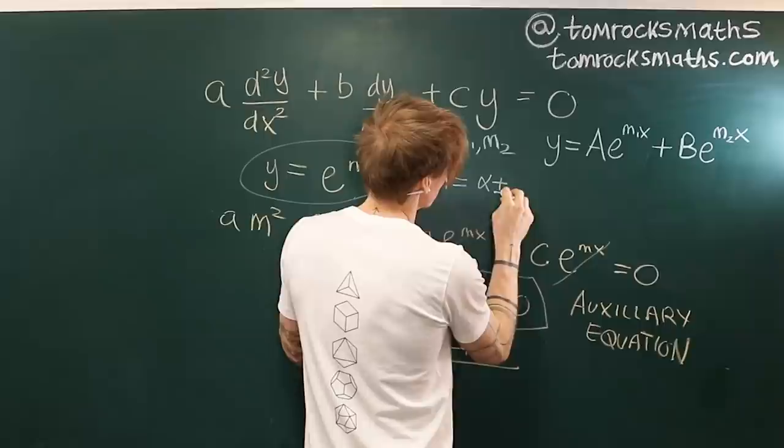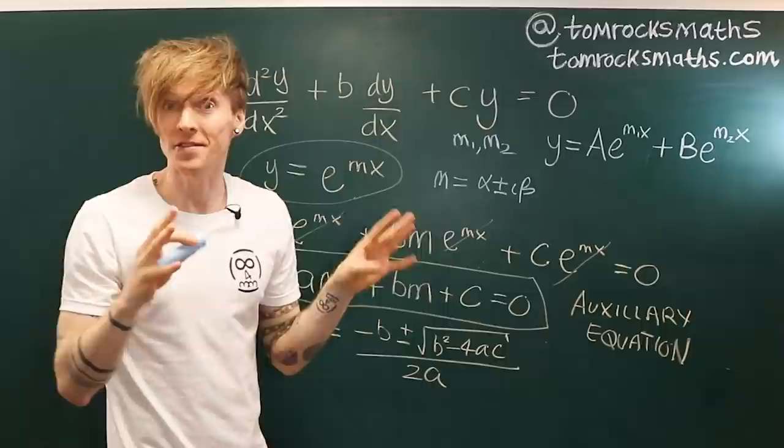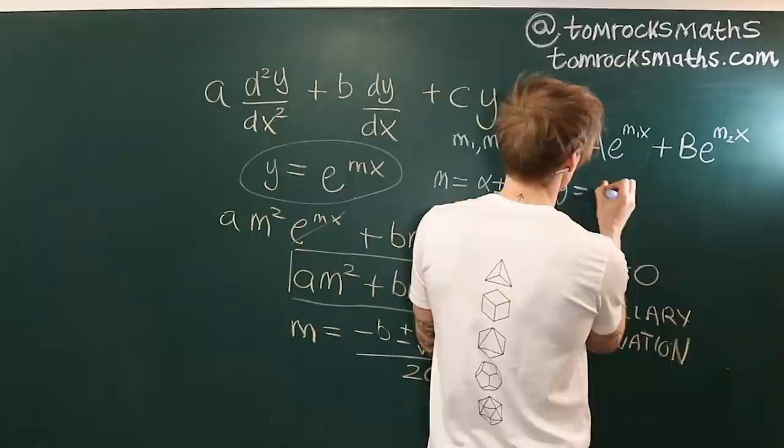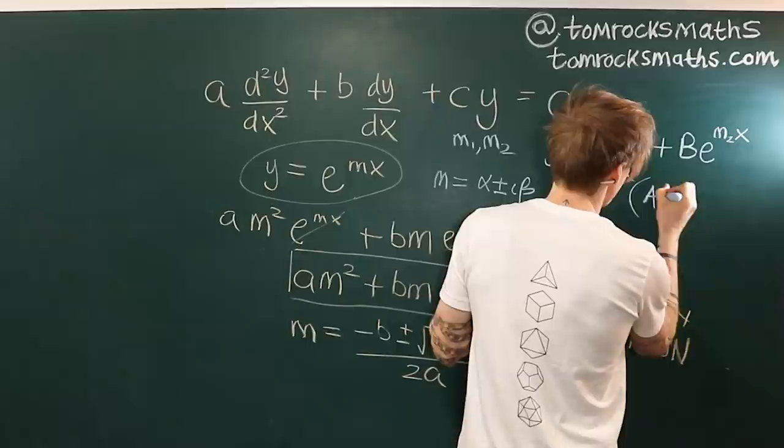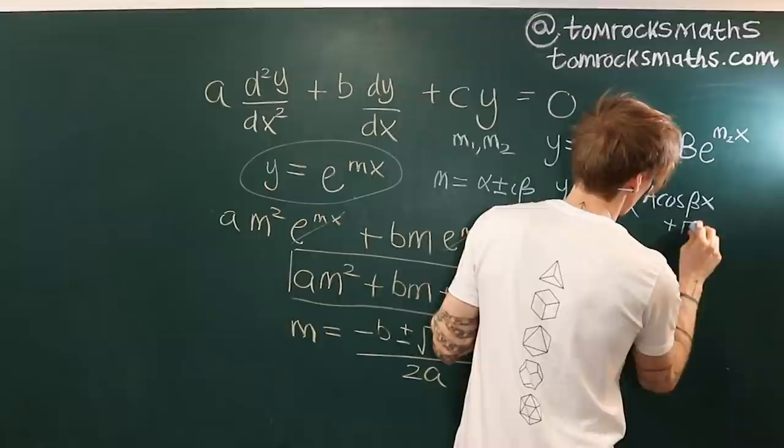And then if we have complex roots, so let's suppose we have m equals alpha plus or minus i times beta, where i is the square root of minus 1, then our solution in this instance would be y equals e to the alpha x multiplied by a cos beta x plus b sine beta x.